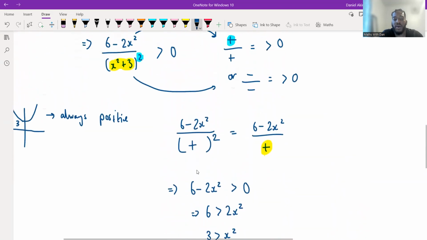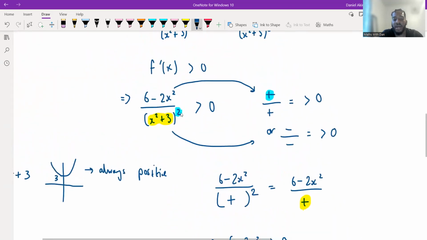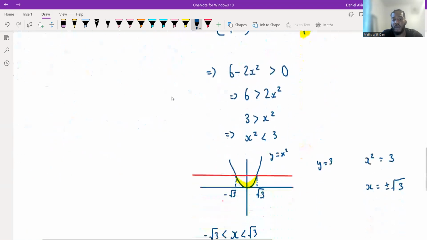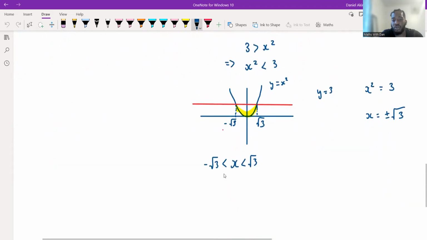So then to conclude, remember what we were doing? We were looking for where the entire function was always positive. We concluded that the denominator was always positive. So therefore, we had to just look at the numerator, for the values of x where the function is always positive, right? And that was for values between minus root 3 and root 3. So this here is your final answer.